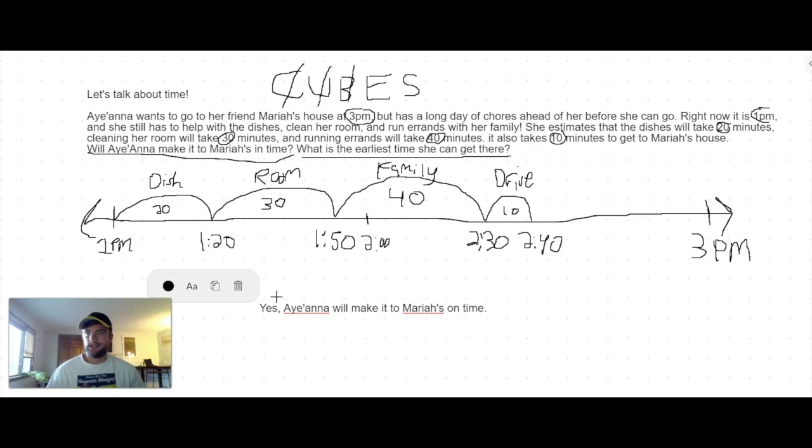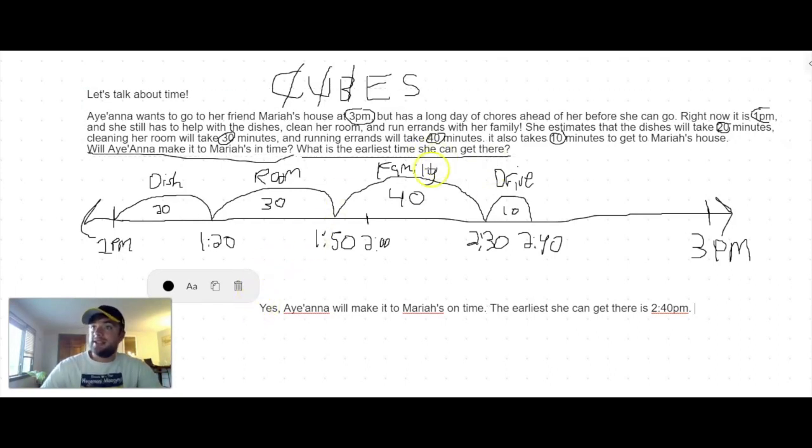And when's the earliest she can get there? We just found that answer because we started right at 1 p.m. We did everything we needed to do. And then we drove to Mariah's. So the earliest we can get there is 2:40. And then we want to make sure it's still PM because that's important. Nice. So that's your answer.